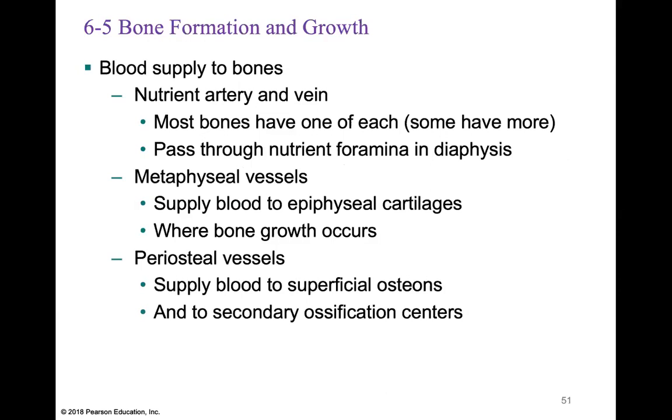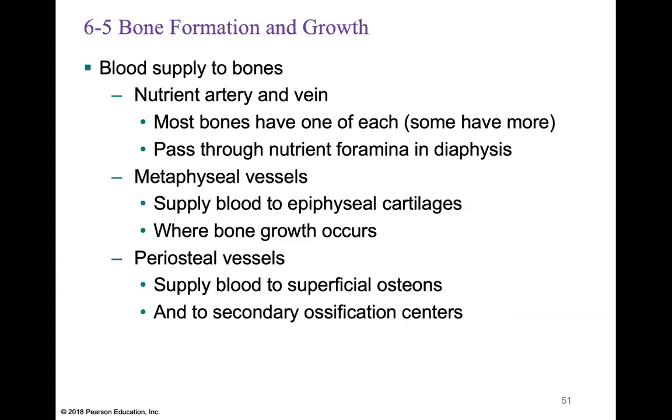Now, blood supply to the bones. Nutrient artery and veins. Most bones are quite vascularized, and you will see that they have several arteries and veins passing through them. They will pass through those foramen within a diaphysis. You also have metaphyseal vessels. These are going to supply blood to the epiphyseal cartilage. This is very important because this is where bone growth occurs.